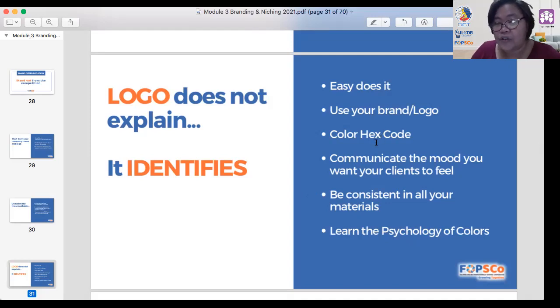So, use your brand or logo. There should be a color pattern. And then communicate the mood you want your clients to feel. Okay. Be consistent in all your materials and learn the psychology of colors. So, psychology of colors. Okay, we'll have to tackle that later. We'll have to learn about that. I think psychology of colors. Okay.